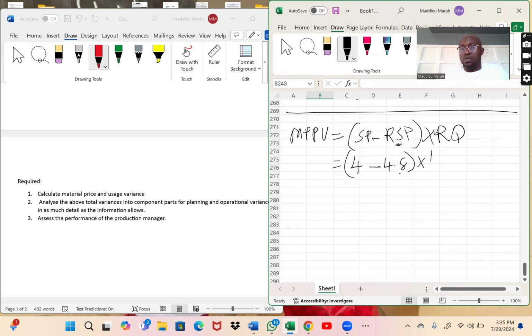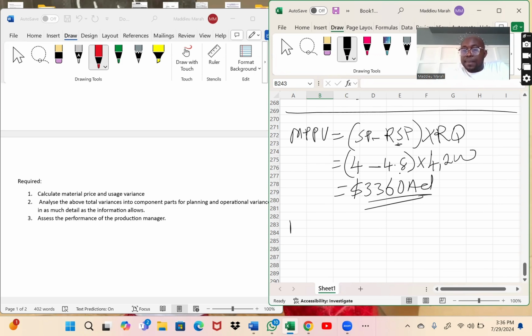So that will give us 4,200. Clear? How do we see this variance? Exactly. Adverse variance. So with prices 4, and now it's 4.8. So 4 minus 4.8 multiplied by 4,200. This gives us 3,360. 3,360 adverse variance. So our material price planning variance is adverse. Let's finish the price and we move to usage.